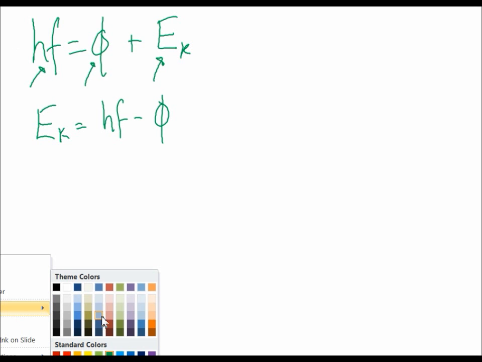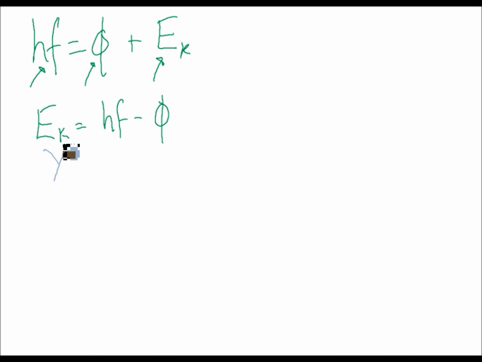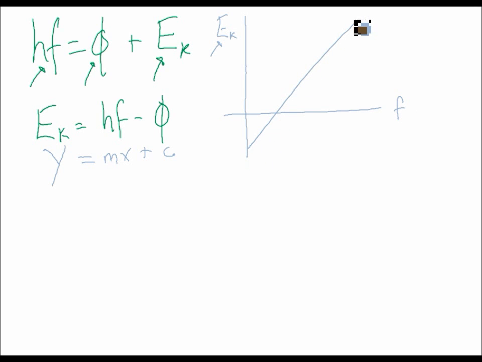imagine what I'm going to do is just write a very important equation underneath, y equals mx plus c. And you can see that it's in the correct format for a straight line. So if I was to plot a graph of kinetic energy of electrons emitted, okay, but not just kinetic energy, the maximum kinetic energy of the emitted electrons against frequency, you can see that I should get a graph that looks something like this. Okay, just a straight line graph.